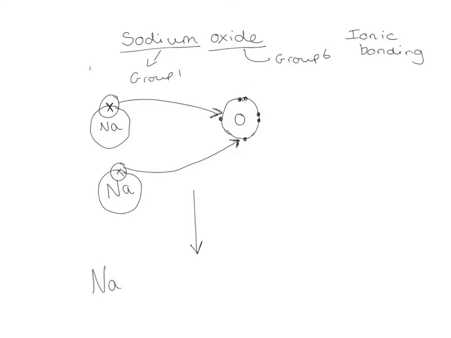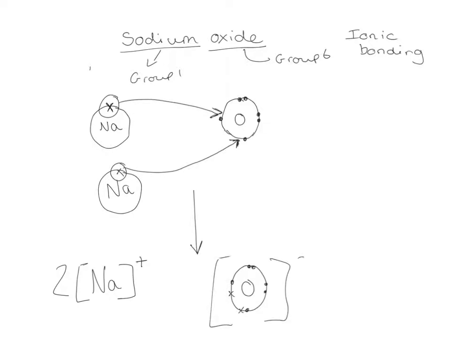So you're going to have 2 sodiums. Put it in a bracket. They've each lost 1 electron, so they're going to have a positive charge. Oxygen, then you can draw out its new structure. So 1, 2, 3, 4, 5, 6. Again, in a bracket, there's only 1 of that. It's gained 2 electrons, so it's become more negative because electrons are negative, so it's 2 minus. That's the hard bit: when you gain something, you become negative. When you lose something, you become positive.